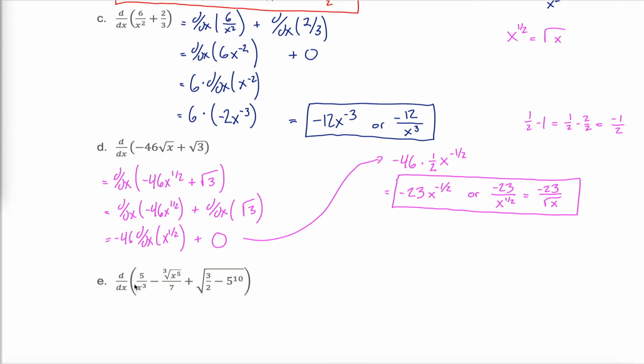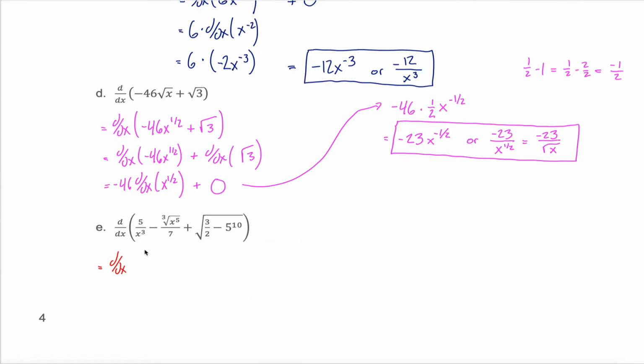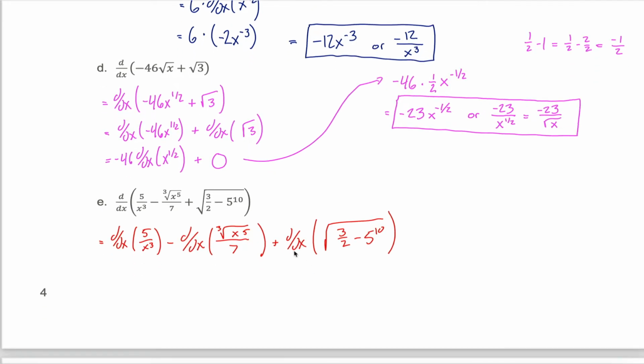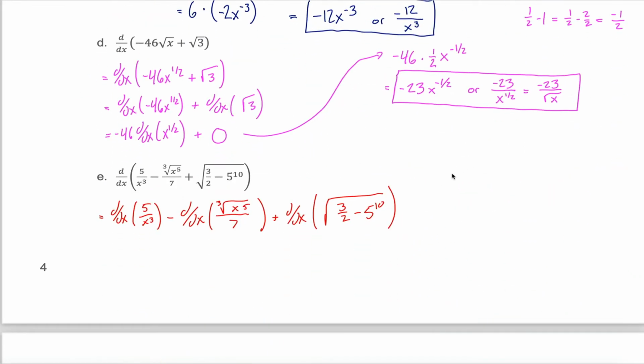Let's do another one, E here. E is meant to be the expert version of the things that you learned in C and D. There shouldn't be anything new in E. In E, we have three different terms. So we want to take the derivative of 5 over x cubed, and then we want to subtract the derivative of the cube root of x to the 5th power divided by 7. And then we want to add to that the derivative of the square root of 3/2 minus 5 to the 10th power. Wow, this looks really hard. I think what you'll see is it's really not that bad if you can rewrite things in exponent notation.